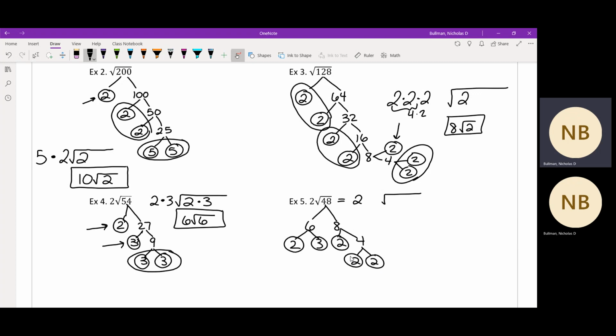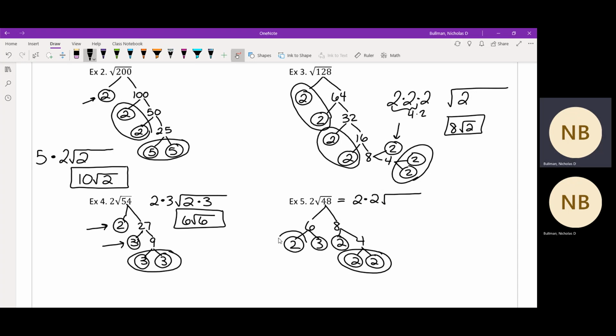Okay, so instead of circling one every time and splitting off the next, I end up just having to split off both numbers and continuing forward. But again, I'm circling my primes as I go so that I know when I'm done. So now we're going to look for pairs. I've got one pair of 2s here. So that will go outside with the one that's already there.